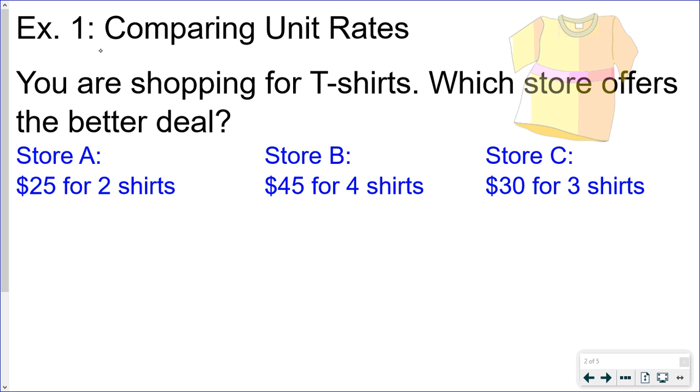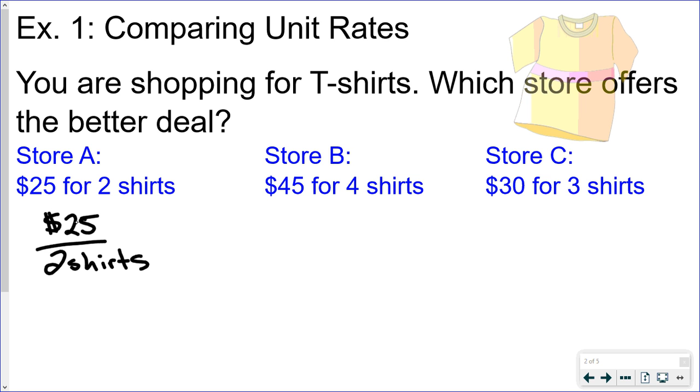So let's look at some examples. The good thing with unit rates is that you can use them to compare things. It says you're shopping for t-shirts, which store offers the better deal? Here are the three deals, and if we find the unit rate, that will tell us the cost per shirt, or the cost for one shirt, and then we can compare these three stores. To find a unit rate, start with the rate. The rate here is $25 for 2 shirts.